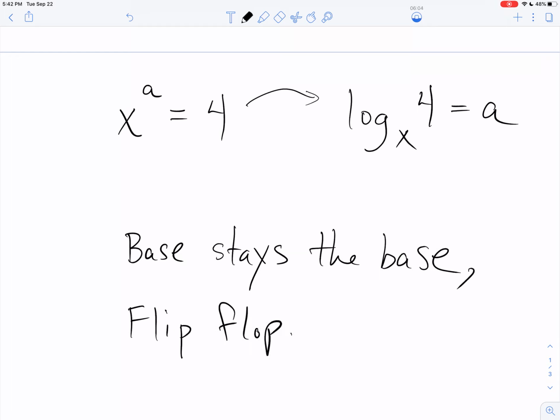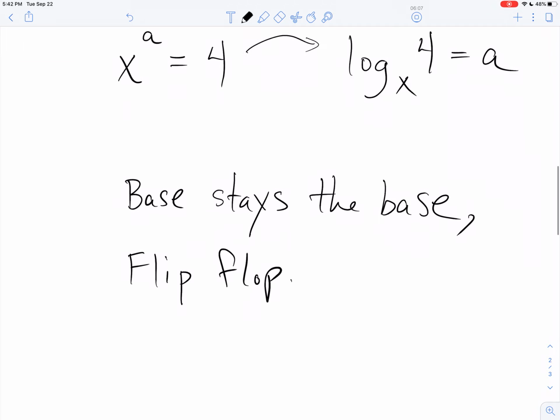Base stays the base, flip-flop. That's how you convert stuff. Let's do one more. What if they gave me a statement that says, oh, I don't know, 4 to the negative 3 equals x minus 7. And they say, can you convert this?